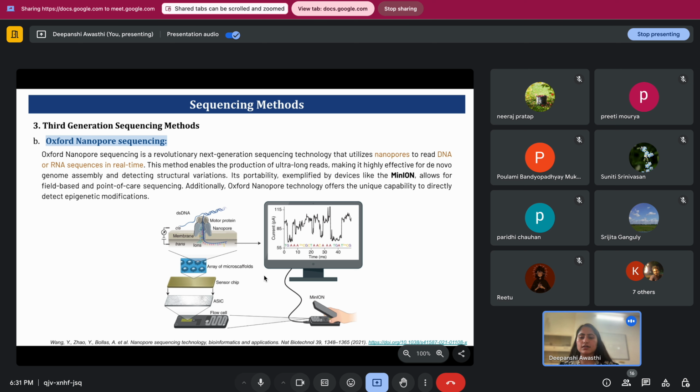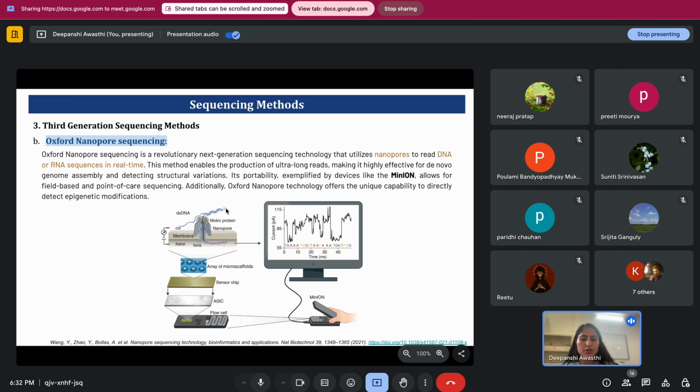So in the previous method we talked about nanowells, but in this case we have nanopores, and they read the DNA sequences in real time. For example, here you can see there is a membrane, below which there will be a solution or electrolyte, and there is a nanopore present on the surface of the membrane.